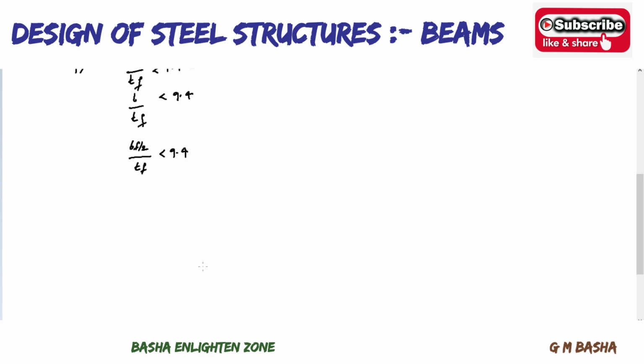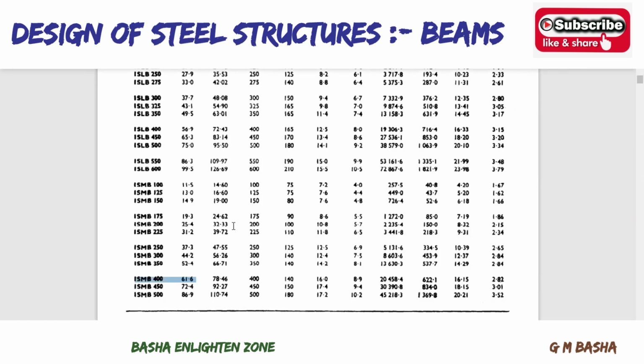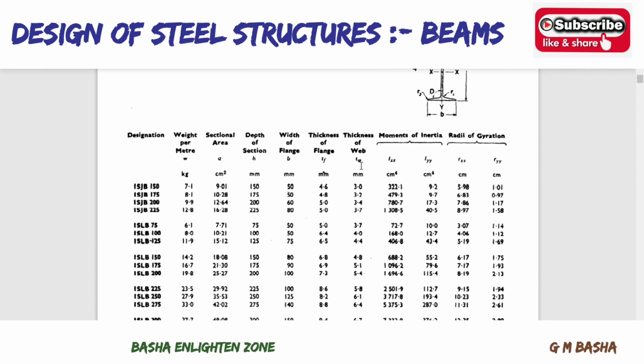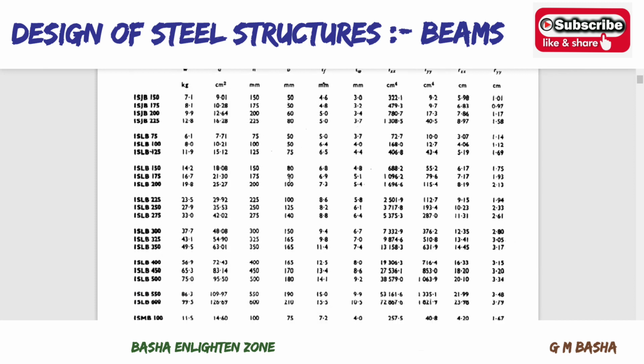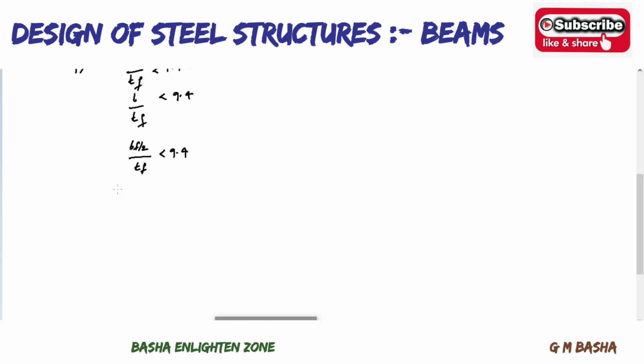So what is BF here? The value of BF, see in the steel tables. So where is BF here? BF will be the breadth or width of the flange. So for IS, in this line, 140. So I am seeing here 140 for ISMB 400. So I am taking directly 140 by 2 by thickness of the flange.